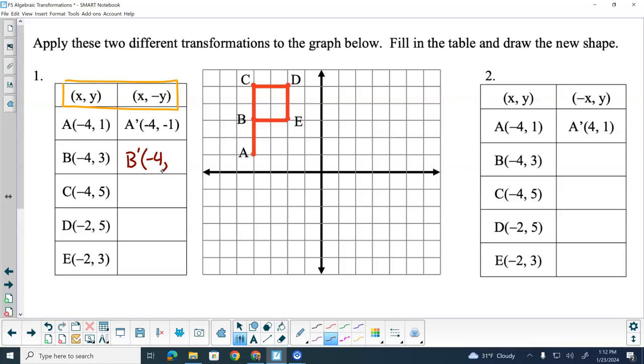What's 3 times -1? Oh, -3? -3. So it's going to be -4, comma -3. Okay? Will, what's C prime? E prime.